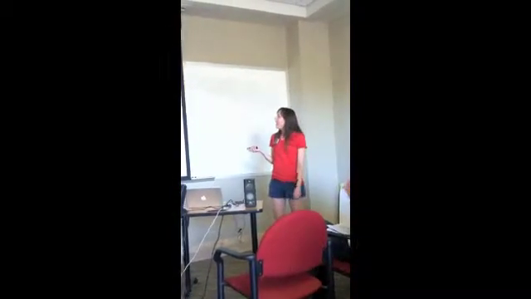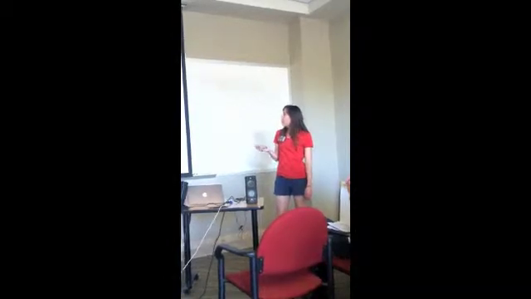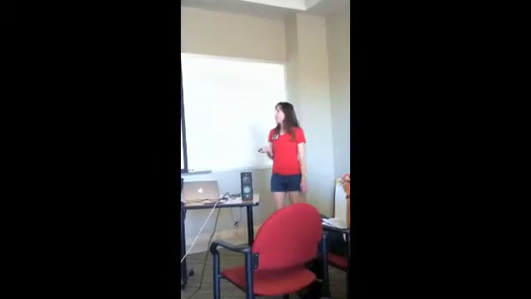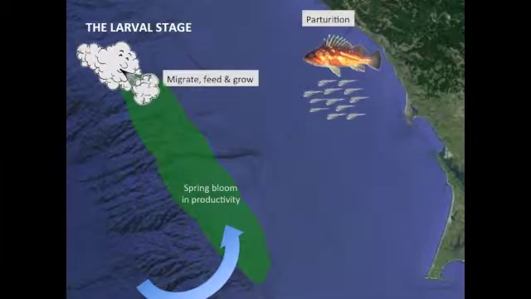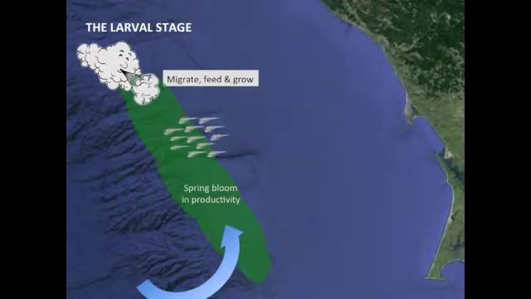So now I'm going to tell you a little bit about this larval stage. Here we have an adult. She produces hundreds of thousands of these larvae, and they'll eventually migrate offshore to feed and grow. And the reason why this offshore environment is really a great place for a larval fish to live is because in the springtime, these winds will start blowing that mix up the ocean, bringing nutrients to the surface and resulting in a bloom in productivity.